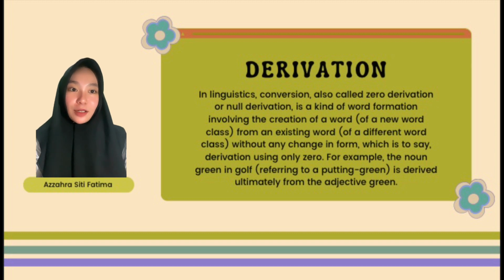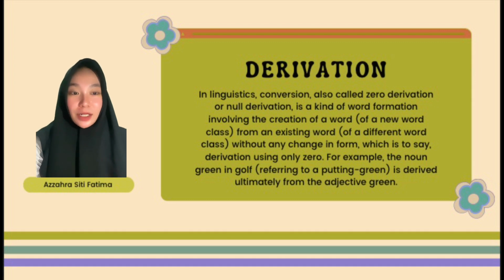In linguistics, conversion, also called zero derivation or null derivation, is a kind of word formation involving the creation of a new word of a new word class from an existing word of a different word class without any change in form, which is to say derivation using only zero. For example, the noun green in golf, referring to a putting green, is derived ultimately from the adjective green.